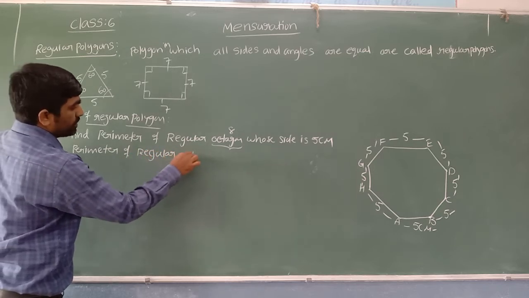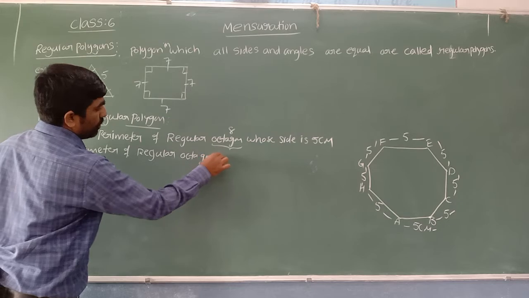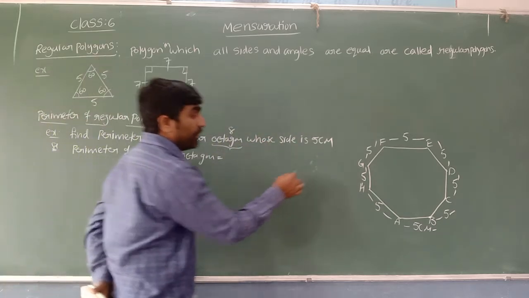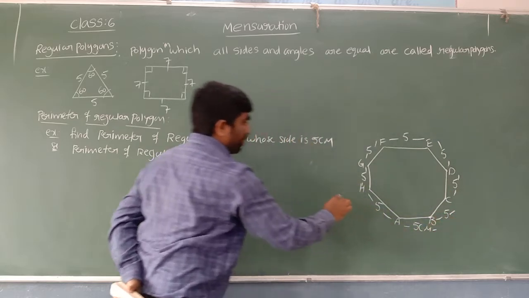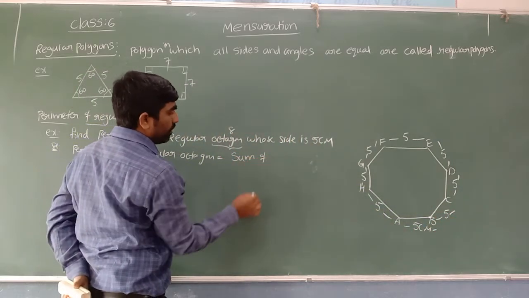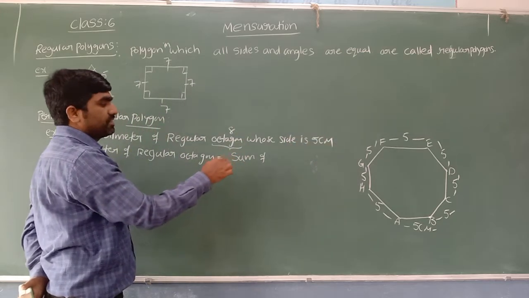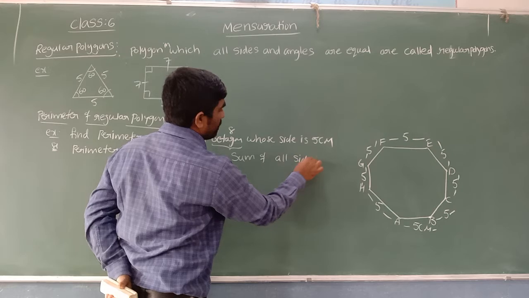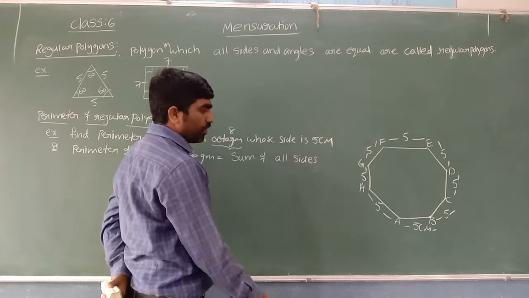The perimeter of this regular octagon is equal to... So how can I find the perimeter of a closed figure? Sir, perimeter means the total length of the boundary. To find the total length of the boundary, we need to add all the sides. It means the sum of all sides. Now do the addition, beta.